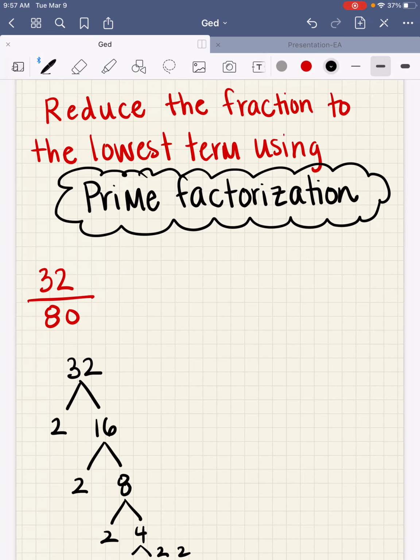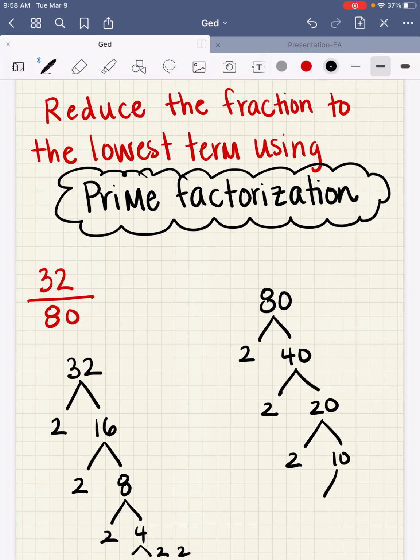And then we'll do the same thing with 80. So 80 can also be divided evenly by 2 and 40. And that goes into 2 and 20, 2 and 10, 2 and 5. So now I've completed the prime factorization for both 32 and 80.